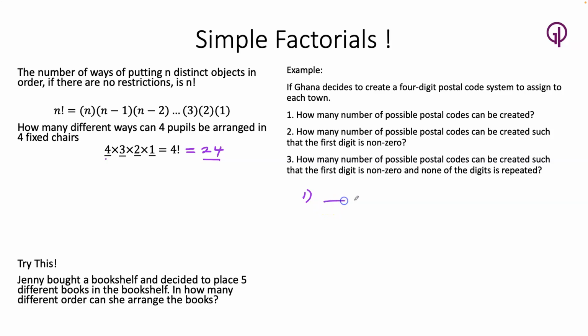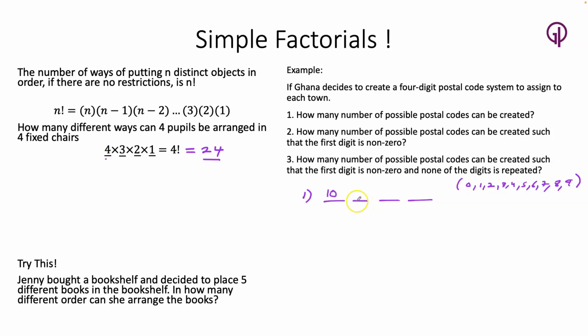Now here let us draw 4 slots. Now remember that when it comes to the digits we'll be dealing with, we'll have 0, 1, 2, 3, 4, 5, 6, 7, 8, and 9. So there are 10 digits in all. So for the first question, it says how many possible postal codes can be created. So if you look at the 10 digits, here there are 10 possible numbers that can go here. First slot.